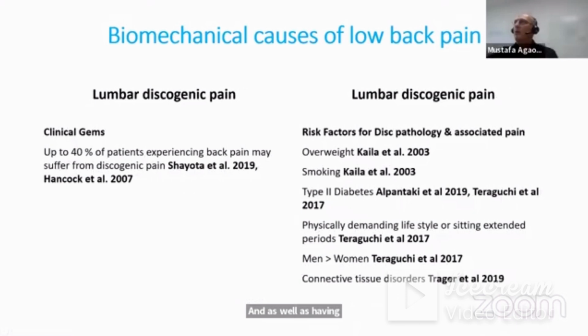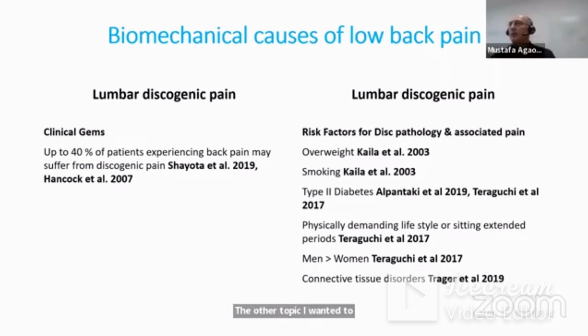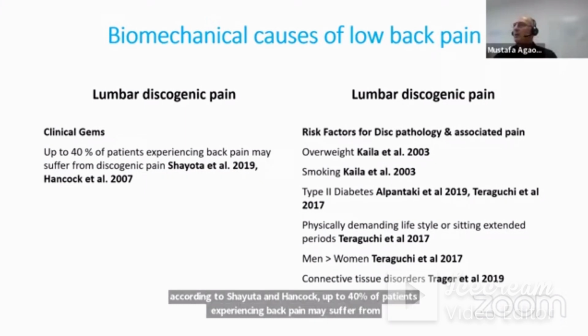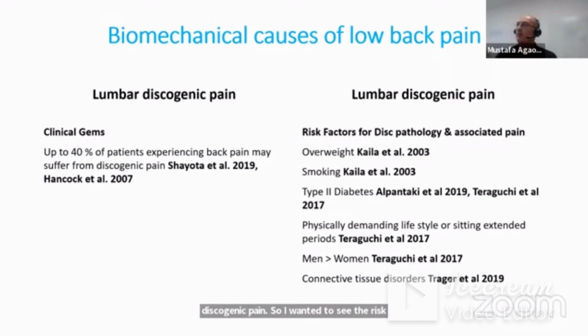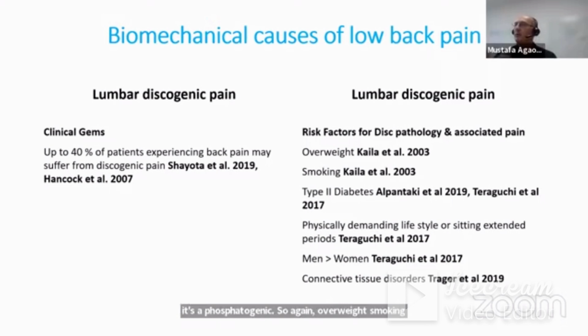The other topic I wanted to cover, one of the most common conditions that spine specialists actually see, is discogenic pain. According to Shayuta and Hancock, up to 40% of patients experiencing back pain may suffer from discogenic pain. So I wanted to see the risk factors, again, for discogenic pain. They're very similar to facetogenic. So again, overweight, smoking, and we'll see how smoking actually affects this, not just as a risk factor, but also as a causative factor.